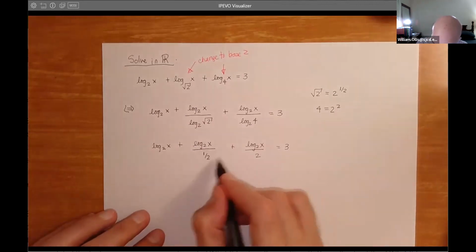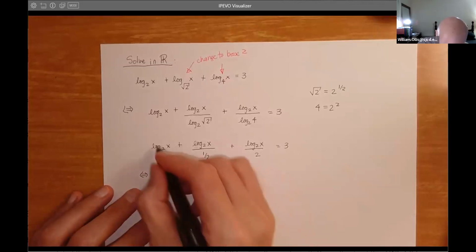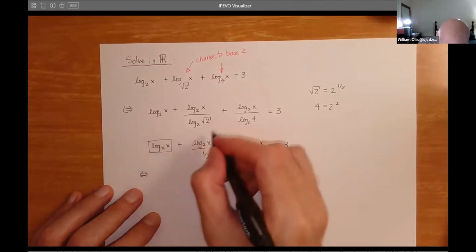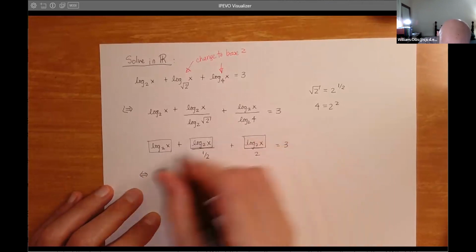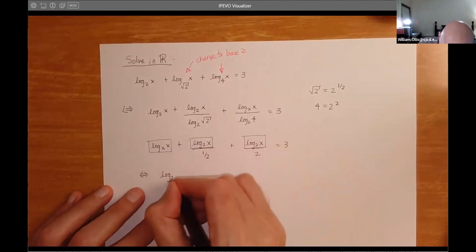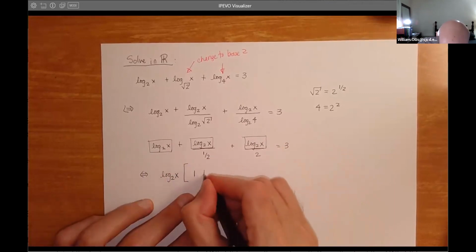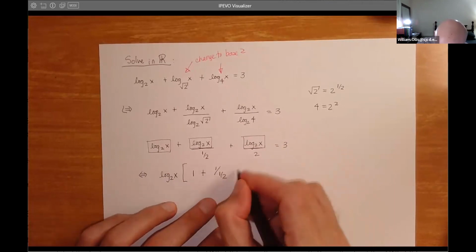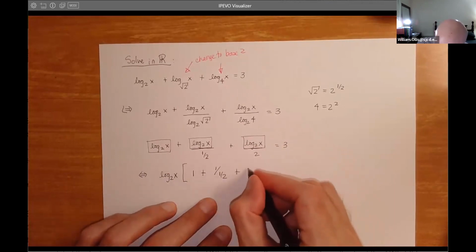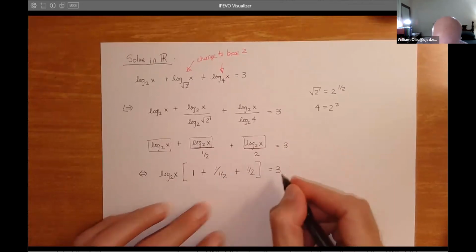So now we can factor all these coefficients. Well, first, we've got a common factor of log base 2 of x in all of them. So let's factor that. So we've got a 1. Now, of course, we have a 1 divided by 1/2. And we have a what? 1/2. And this equals 3.